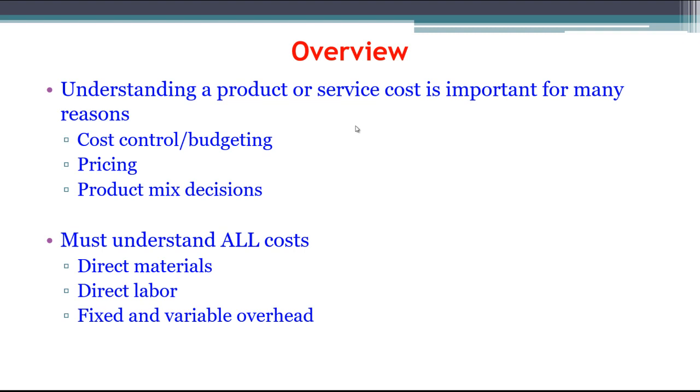Now, it's important when we're talking about cost here, we're talking about all costs related to that manufacturing. So we have direct materials, direct labor, and then we have both fixed and variable overhead, which can include some indirect materials like supplies, some indirect labor, but it could also include things like rent, depreciation, utilities, things like that. But we need to understand all of those costs and how they relate to one particular product or service.